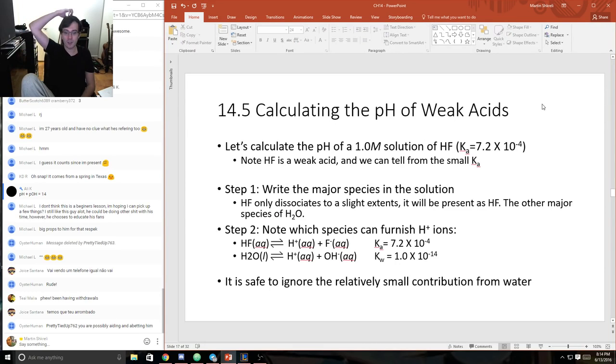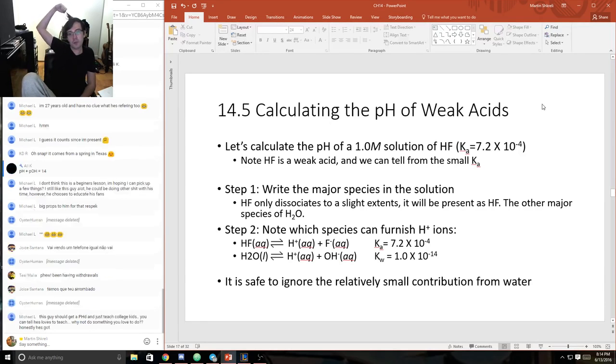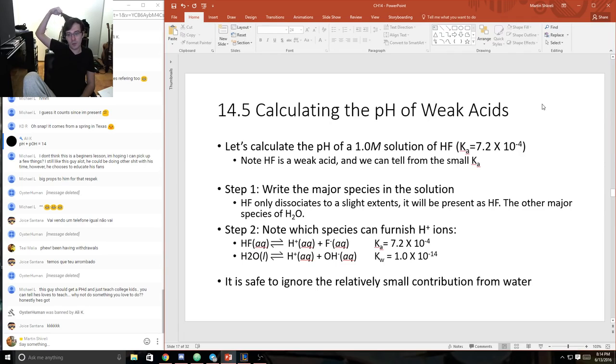So now let's get to this slightly more complicated pH of weak acids. What's the pH of 1.0 molar hydrofluoric acid, where the Ka is 7.2 times 10 to the negative 4th, which just barely makes it a weak acid? This Ka is very small, so it's getting closer to a strong acid. It's not as weak as some of the other acids, but it's still pretty weak.